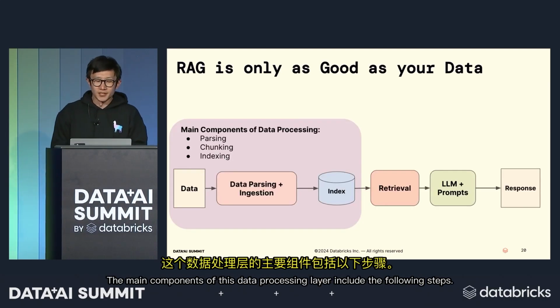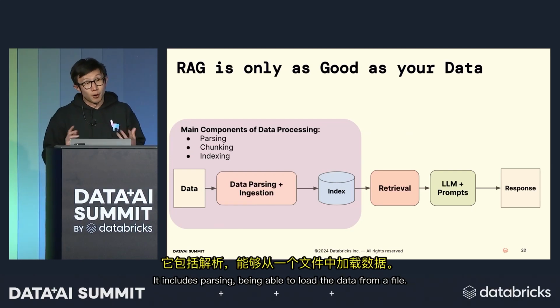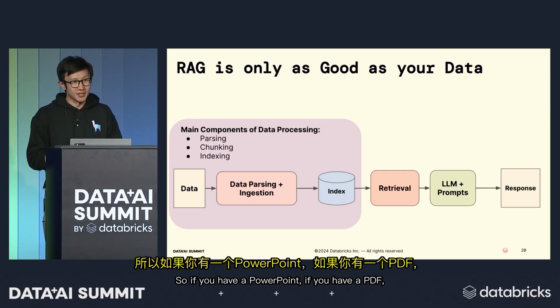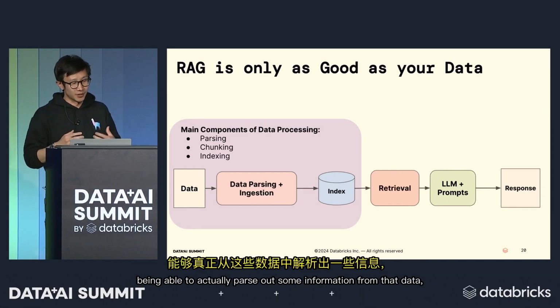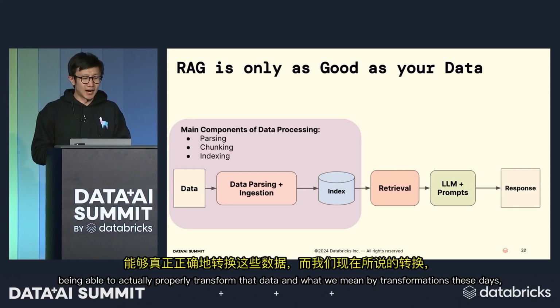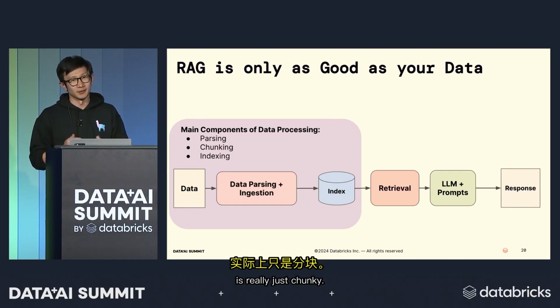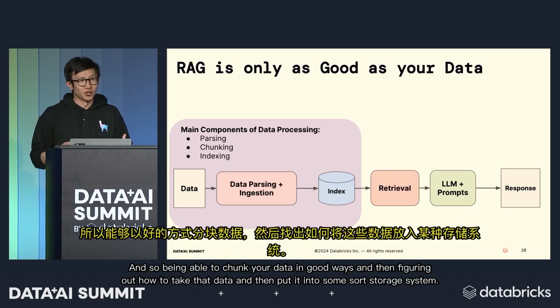The main components of this data processing layer include the following steps. It includes parsing, being able to load the data from a file. So if you have a PowerPoint, if you have a PDF, being able to actually parse out some information from that data. Being able to actually properly transform that data. And what we mean by transformations these days, especially in the context of RAG over unstructured data, is really just chunking, right? And then being able to chunk your data in good ways, and then figuring out how to take that data and index it into some sort of storage system, right?